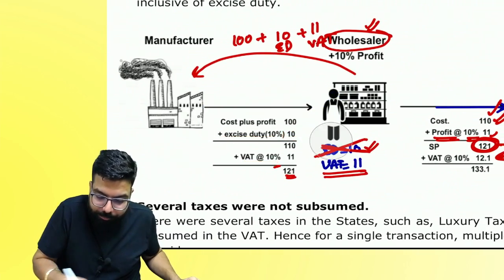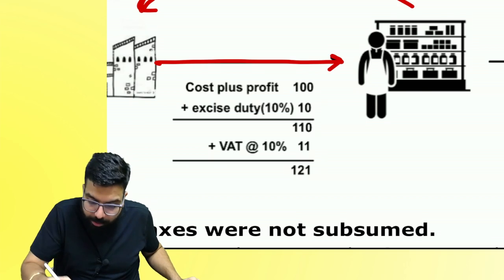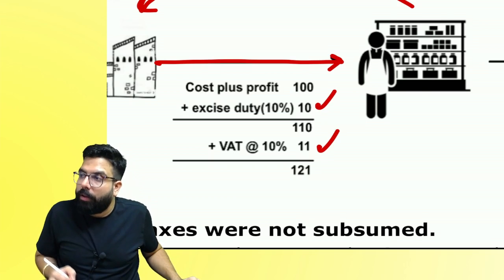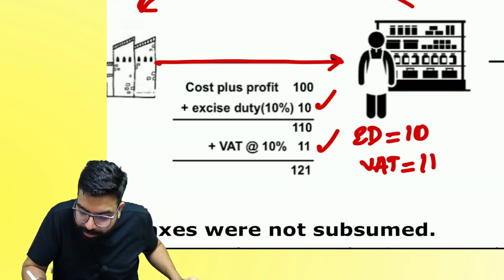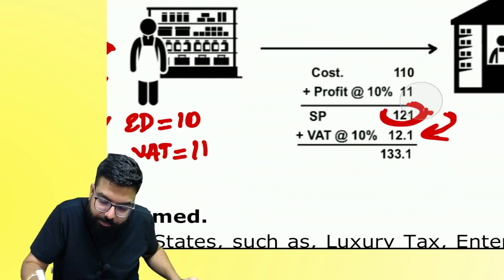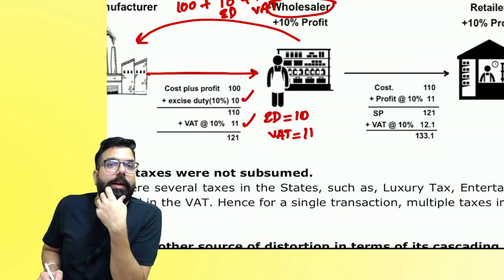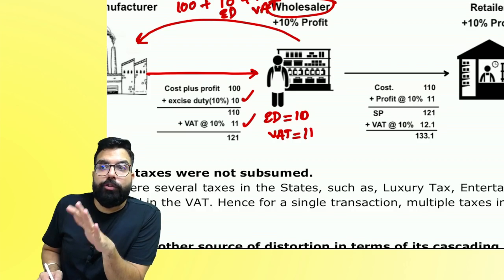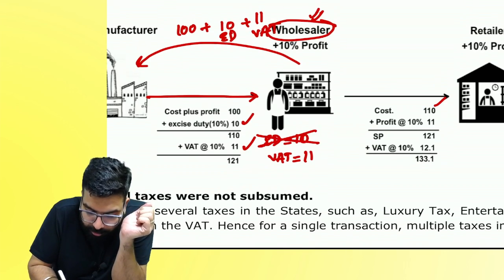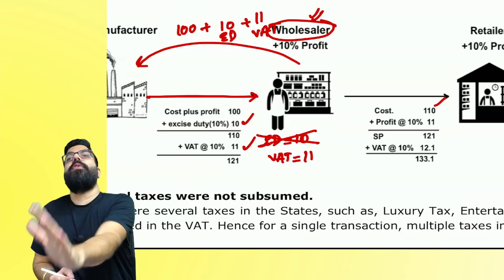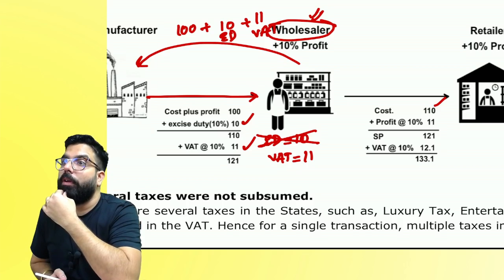People, shall I tell again? See here. Whenever you are buying from a manufacturer, you will pay excise duty of 10 rupees and VAT of 11. If you get the credit, how much will be your cost? How much, people? People are not telling. Did you guys get it? Sure. Your cost will be how much? But wholesalers are not registered under excise because only manufacturers register themselves. Don't you think this was a problem in the earlier law?